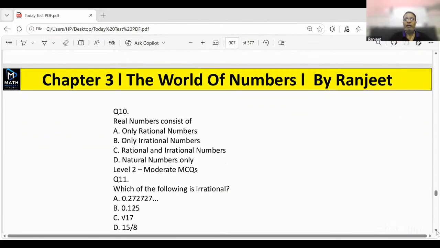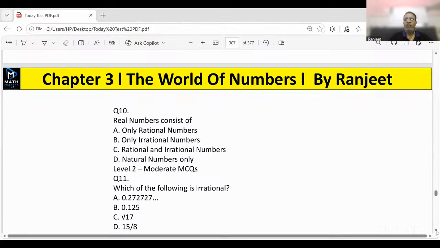Question number 10. Real numbers consist of only rational numbers, only irrational numbers, rational and irrational numbers, natural numbers only. Which one is the right option from A, B, C, D? Sir, C. Is it right or wrong? Sir, it is right. Right, okay. What about question number 11?